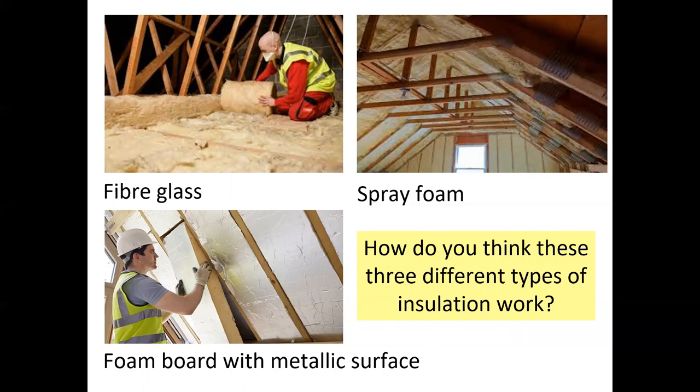And then finally, some people use these foam boards with metallic surfaces. Now, the foam board is very similar to this spray foam, but it comes in sheets, very thick sheets. And again, that foam board has air locked up within that foam. And that air is a poor conductor, but being locked up in that solid foam means that that air cannot circulate, and that prevents heat loss through convection too. Now, the reason it has a metallic surface is to reflect any heat radiation back into the house. So these foam boards prevent heat loss through conduction, convection, and radiation.